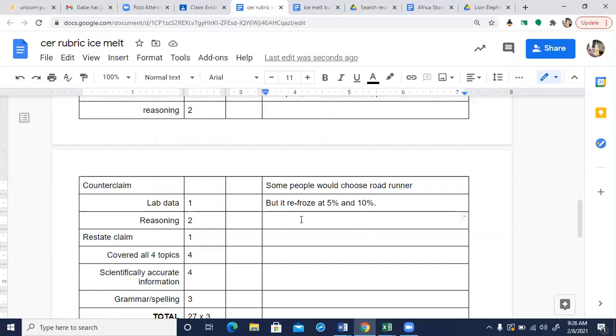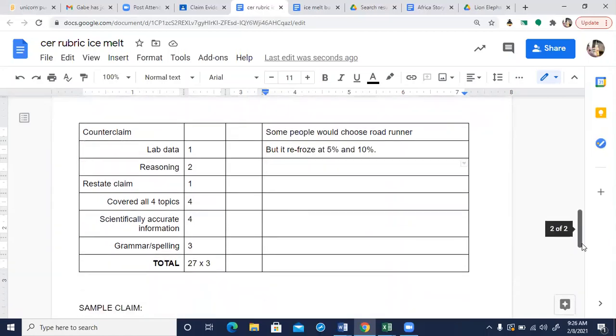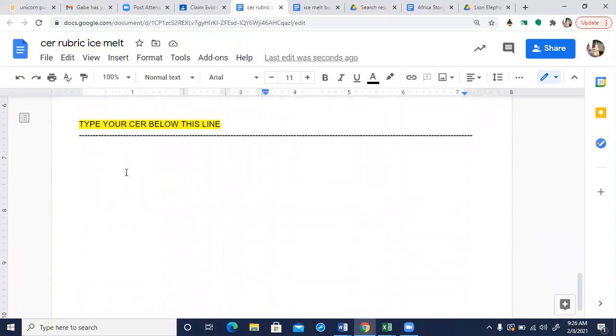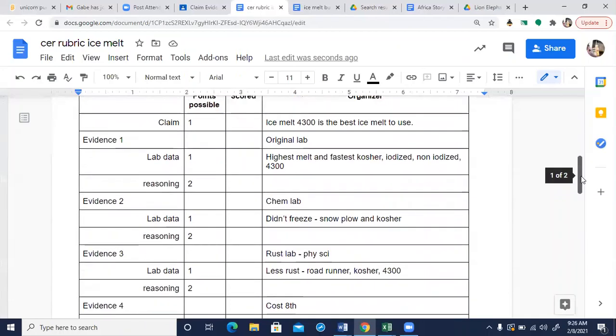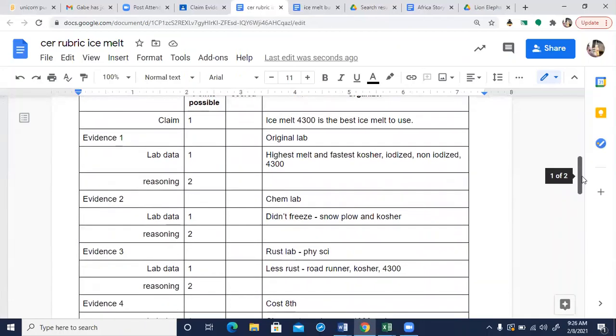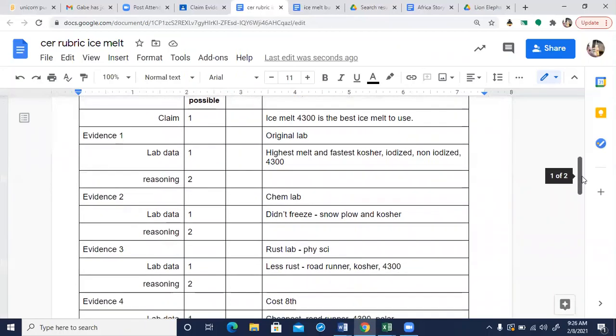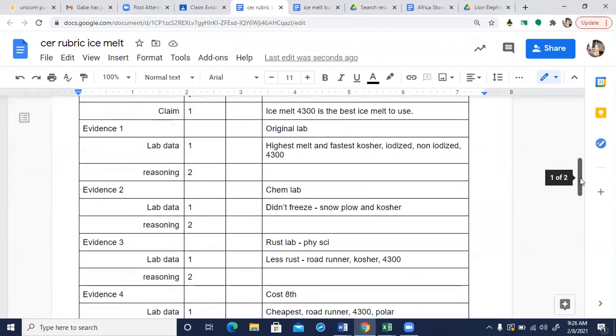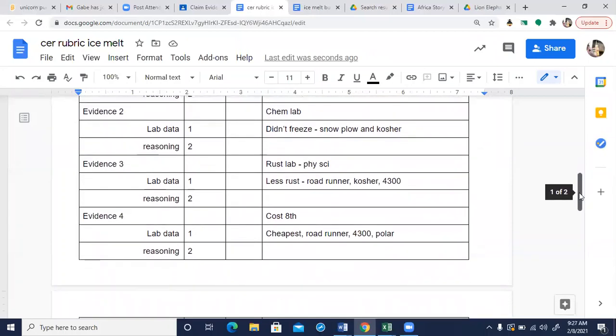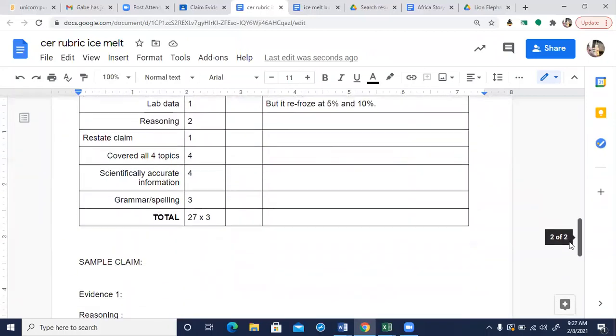Okay. So that pretty much covers all of that. Don't forget to restate your claim there at the end. You can go ahead and type it on the bottom of this document. Basically, just take each evidence and make it its own little baby paragraph. Don't forget that your reasoning has to explain why you want an ice melt that melts the fastest and the most. Yeah, for sure. And just that basic reasoning part, you should be fine with that.